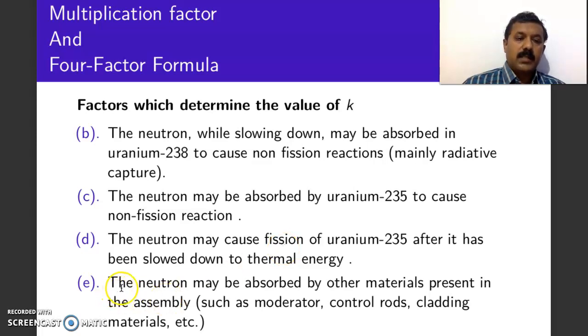And the fifth mechanism that we expect is that the neutron may be absorbed by other materials, because in addition to fuel, we have so many other things in the reactor core. We will have moderators, control rods, cladding materials, etc. The neutrons may be absorbed by any of these materials. They also cause non-fission reactions.